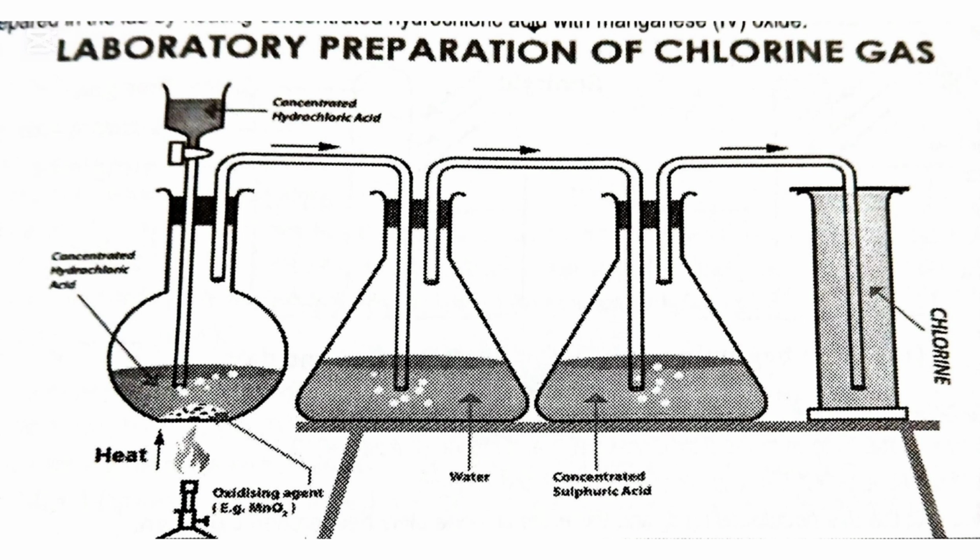The setup for the laboratory preparation of chlorine gas is as follows. We have a source of heat and we have concentrated hydrochloric acid being dropped by a dropping funnel. Then we have manganese(IV) oxide which is being heated. It can be any other oxidizing agent like potassium permanganate and so on. When the gas is produced, it is passed through water. The water is meant to absorb any traces of hydrochloric acid that are present in the gas.